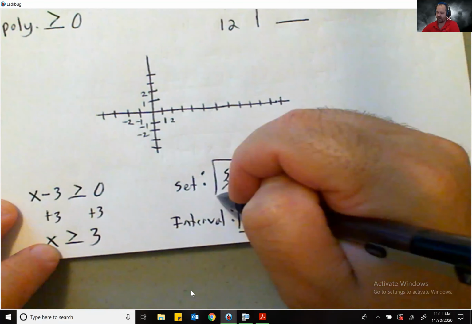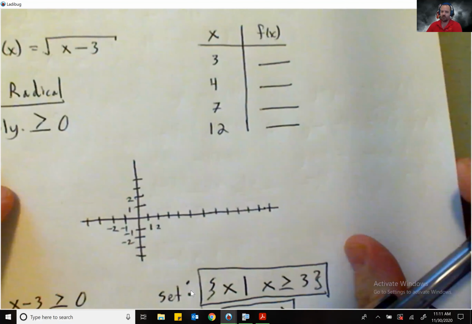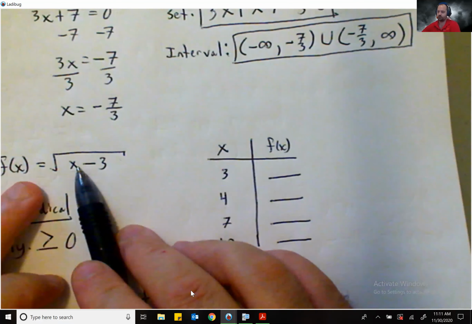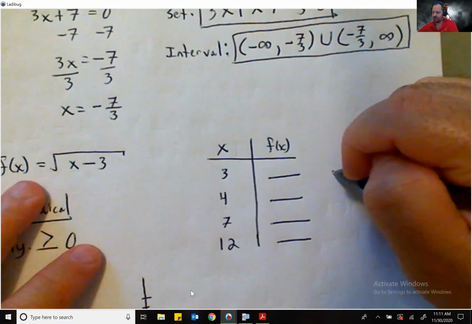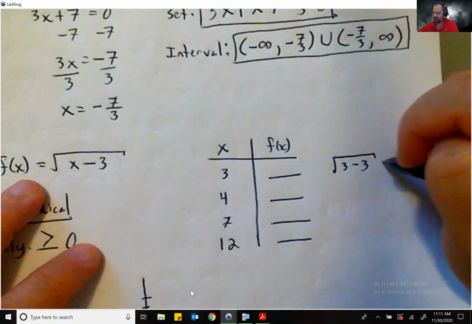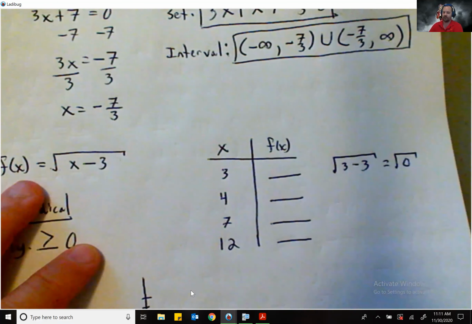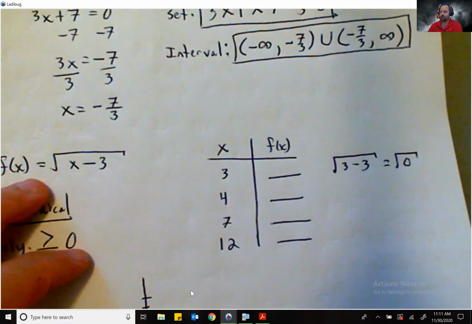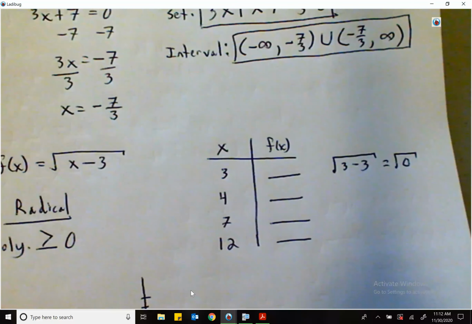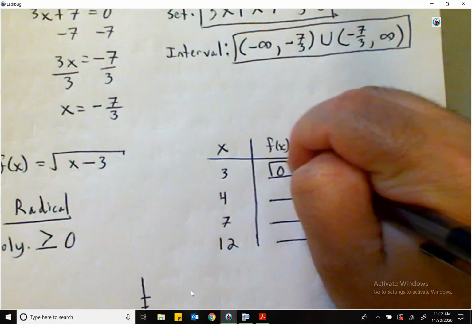Everything else is just going to verify this. All they want you to do here is plug in. So take 3 minus 3, which gives us the square root of 0. What's the square root of 0? 0. There's our first answer.